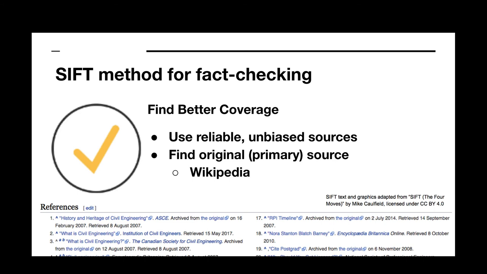Also, a lot of the news we get online is secondary information, where they're just re-reporting a story that was originally published in another source. So whenever possible, try to track down the original source and research the information there.